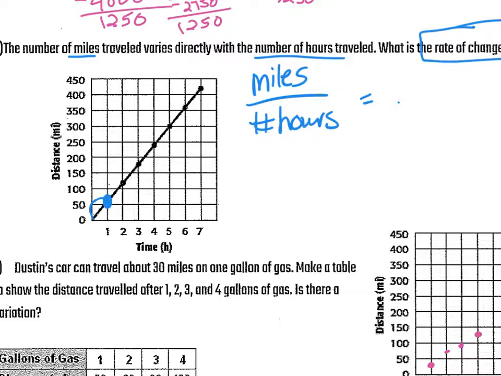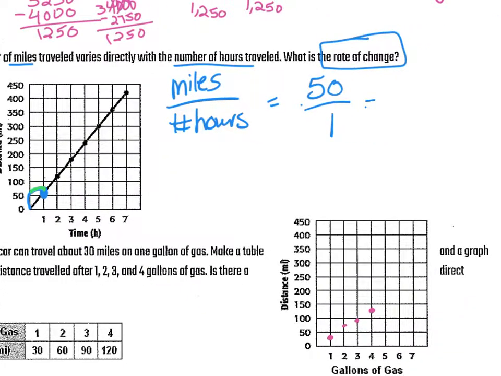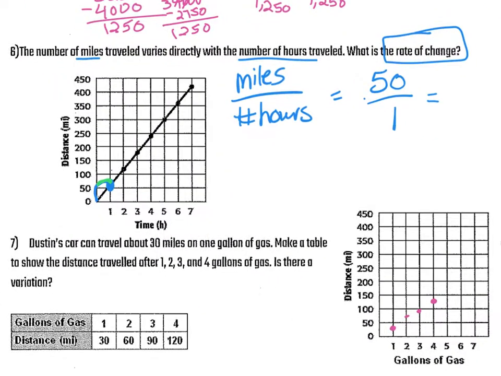So I'm going to use that first little dot there. So what's your vertical change? It went from 0 to 50, right? So my miles changed by 50. And then your change in x, 0 to 1. That would be 50 over 1. So 50 miles in 1 hour, or 50.